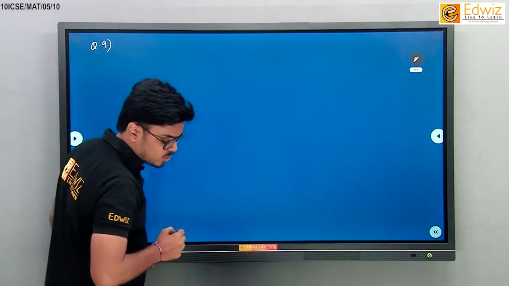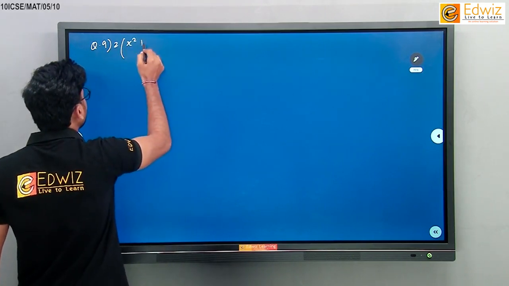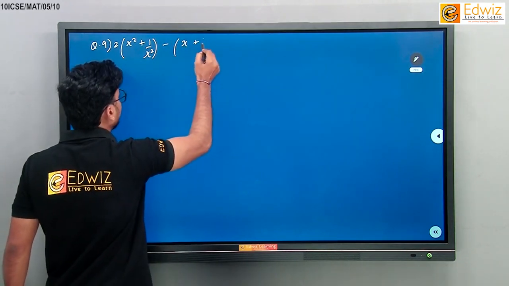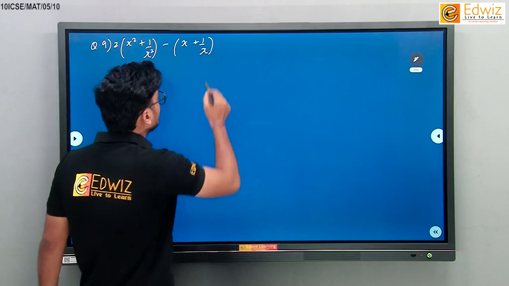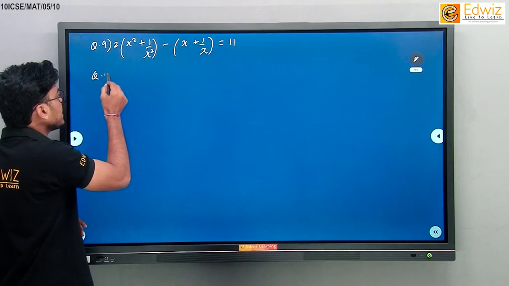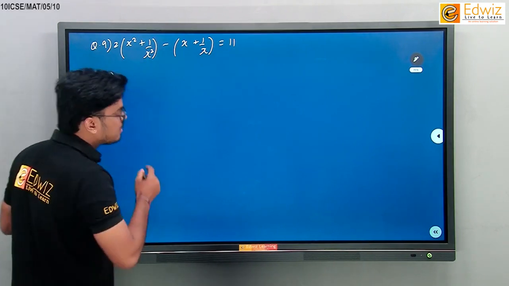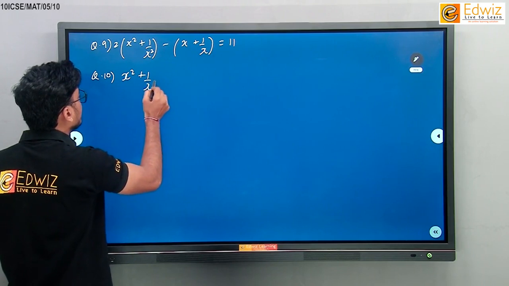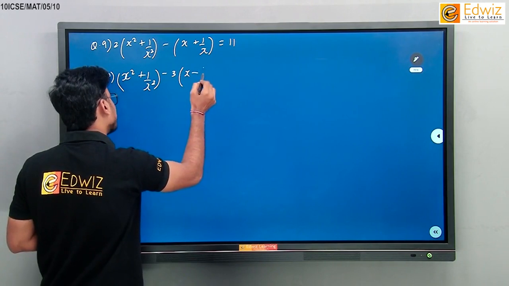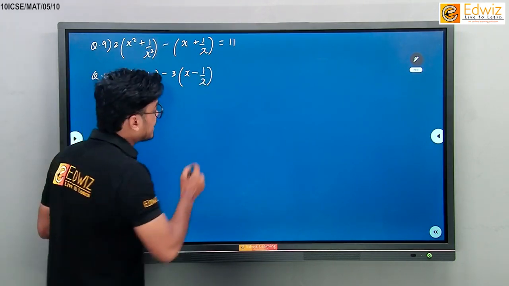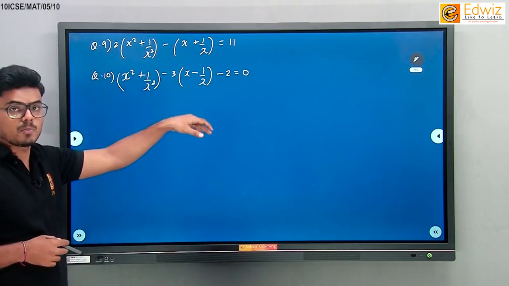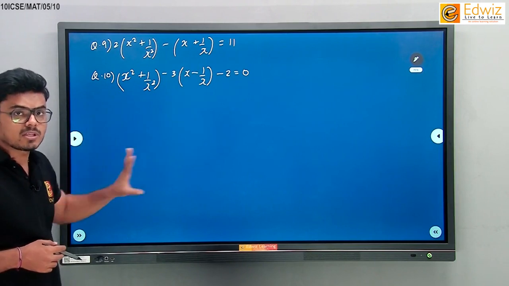Question number 9 is 2 multiplied by (x square plus 1 upon x square) minus (x plus 1 upon x) equal to 11. This is one equation you have to solve for x just like the previous question. And question 10, which is again a similar question, (x square plus 1 upon x square) in one bracket, then we have minus 3 multiplied by (x minus 1 upon x), minus 2 equal to 0. So in this question, instead of x plus 1 upon x, it is x minus 1 upon x, but it won't matter because the solution will be same.